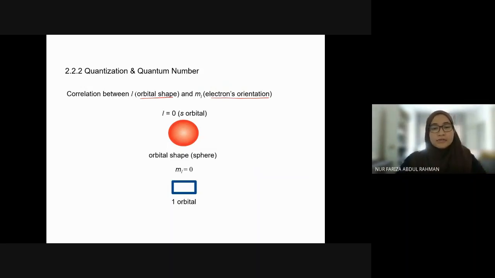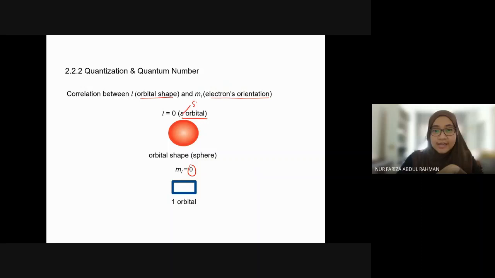Alright, so L is equal to 0. We know that it is an S orbital, so we know that S orbital is spherical in shape. So the ML, we know that it is 0. So this 0, saya boleh analogikan dia as the room number of electron. So ML is equal to 0. That means this S orbital has one orbital, S shape.